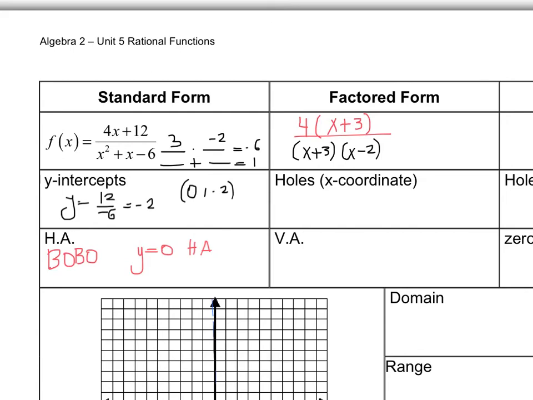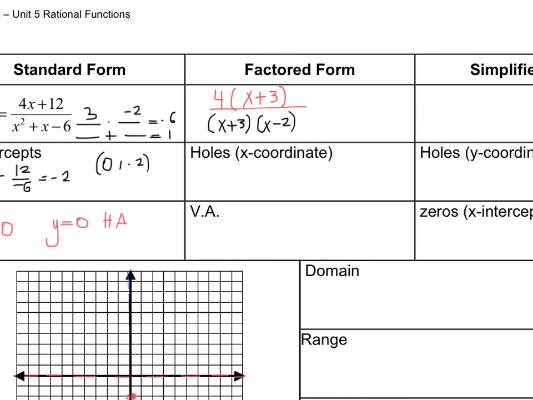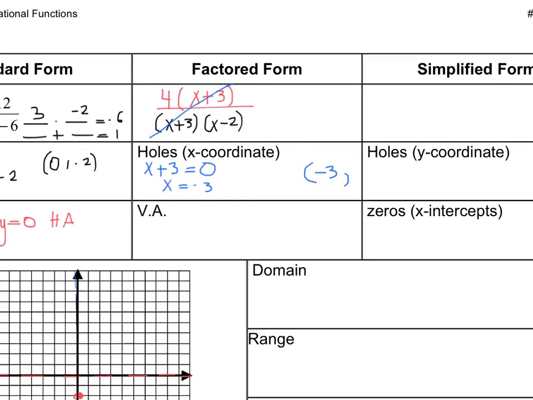Now, after I write it as a factored form, I have to check, do I have a factor in common? Yes, I have the x plus 3 in common. So that factor that I canceled out is going to give me the x of the hole. So I set it equal to 0, and I get that x is equal to -3. It means that the hole of this function will have an x of -3, and I will find the y in a minute. How do I find the y?